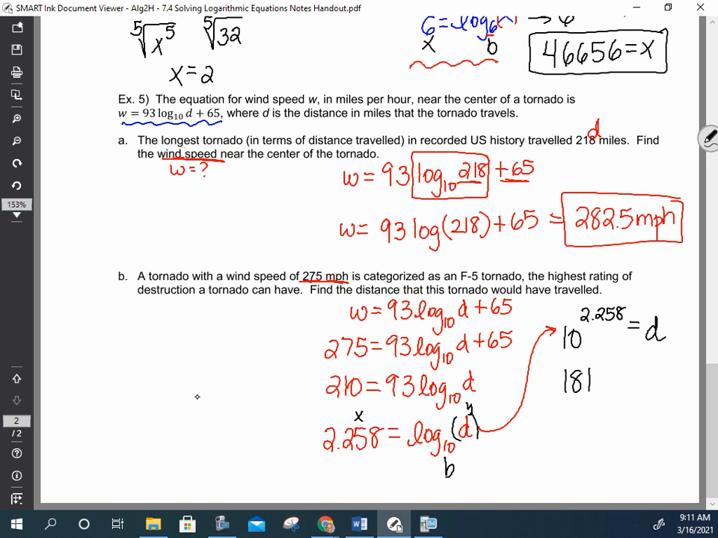So this tornado traveled 181.1 miles. So if you're comparing the two, you could say that the faster a tornado is going, the farther it's going to travel. But every tornado is different.